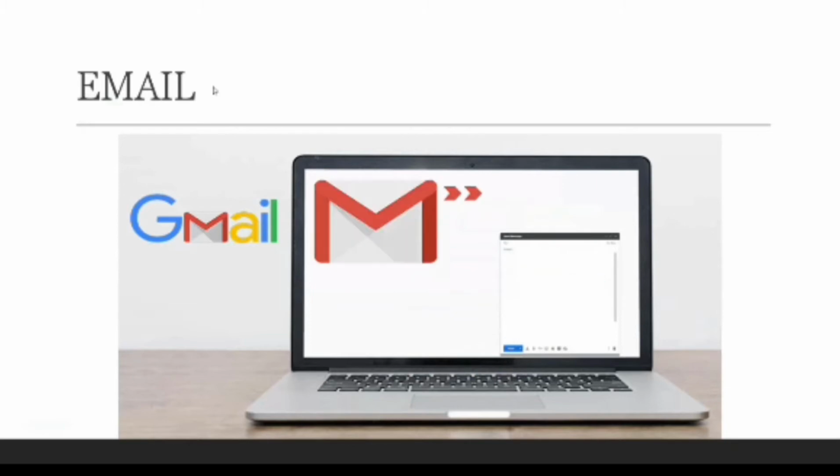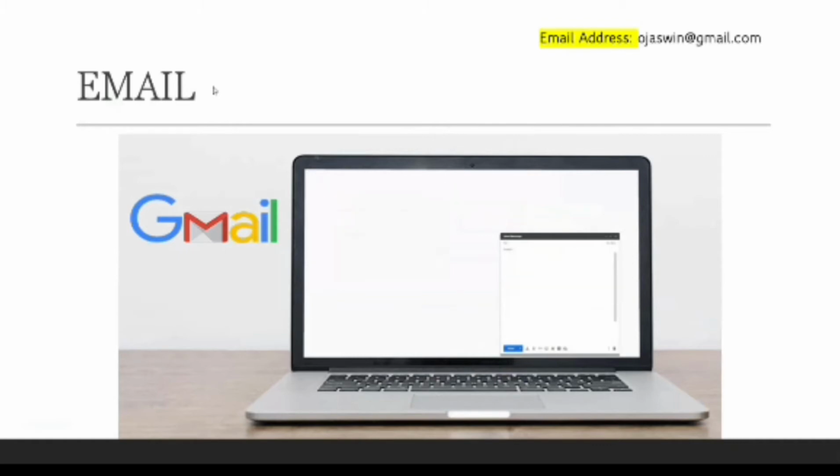The email address looks like this, ojaswin@gmail.com. So you can create your own with your own name if it is available. And at the rate of gmail.com. Gmail.com is the domain name at which you are creating the email ID.